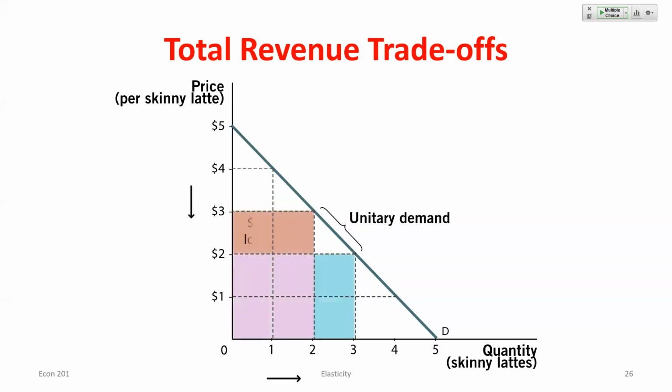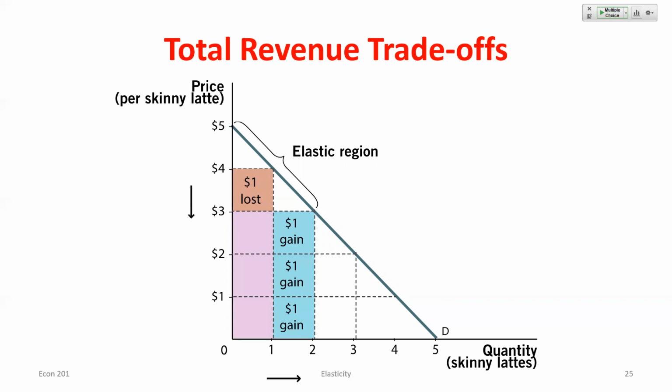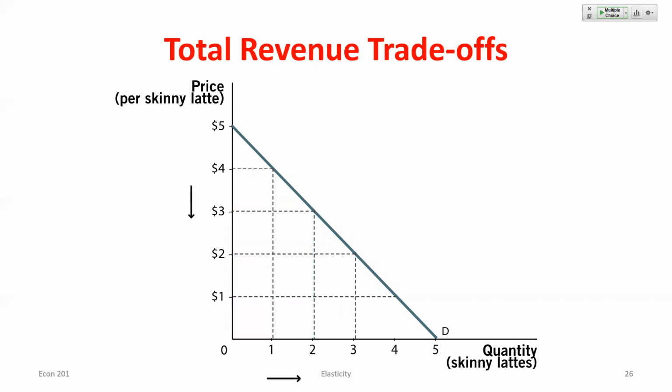Total revenue went up by $2 overall, right? I lost $1, gained 3. Then if I lower it to $2, if I go from 3 to $2, notice on those first 2 units I was already selling, I lose $1 on each one. But by lowering the price, I convinced someone else to buy a latte. I'm making an additional $2 on this third unit.